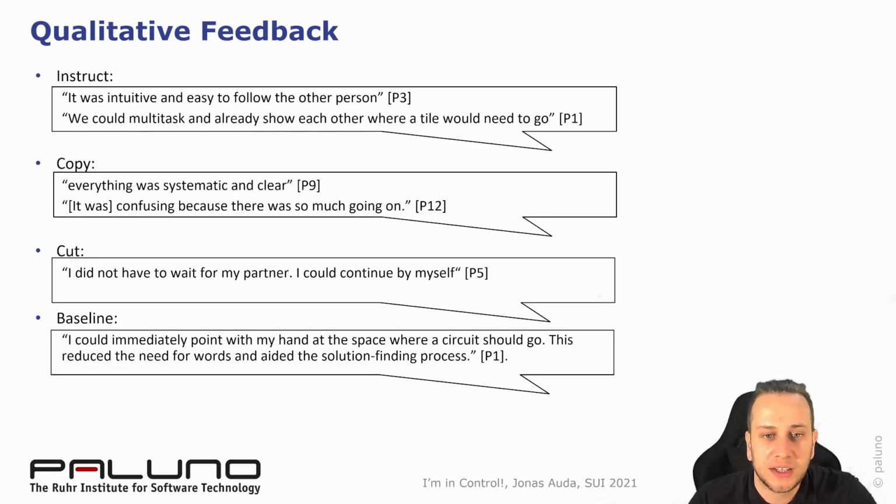Further, we gathered qualitative feedback from our participants. The participants reported that instructions were intuitive and easy to follow. Also, they enabled multitasking. For copy, participants reported that the collaboration was systematic and clear, but also confusing because there was a lot going on. For cut, some participants appreciated that they did not have to wait for the collaborator and could continue by themselves. In the baseline condition, pointing was appreciated rather than verbally indicating the correct position of the puzzle pieces.